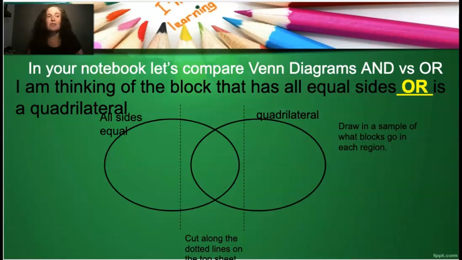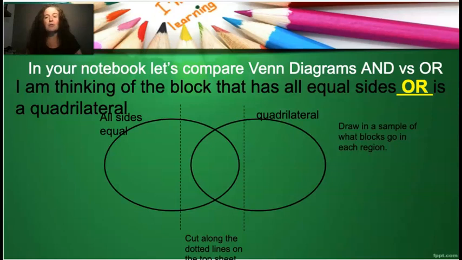Now, we discussed what and meant. Now let's talk about or. So I'm thinking of a block that has all equal sides or is a quadrilateral. You're going to take that foldable that I gave you access to and use another one of the Venn diagrams, and you're going to label them like it says, and then you're going to cut along the dotted lines of only the top sheet. So then you can put the attribute blocks where they go.